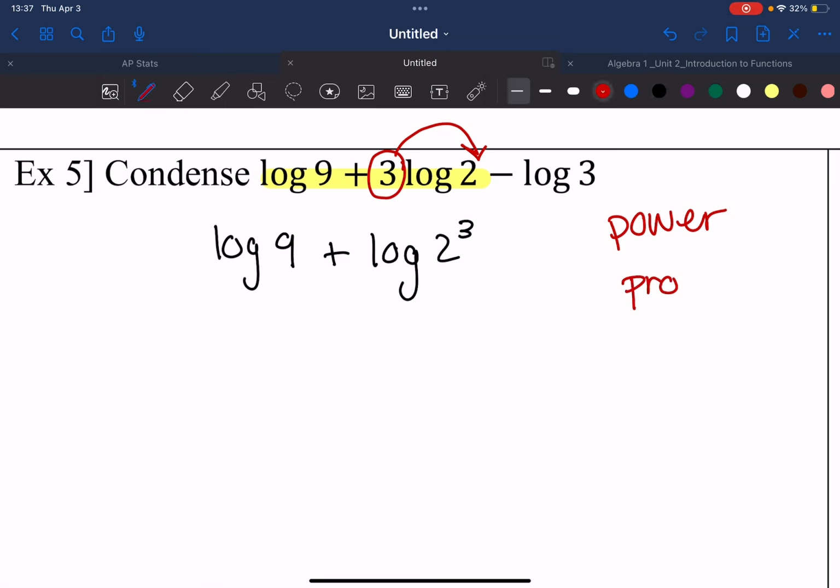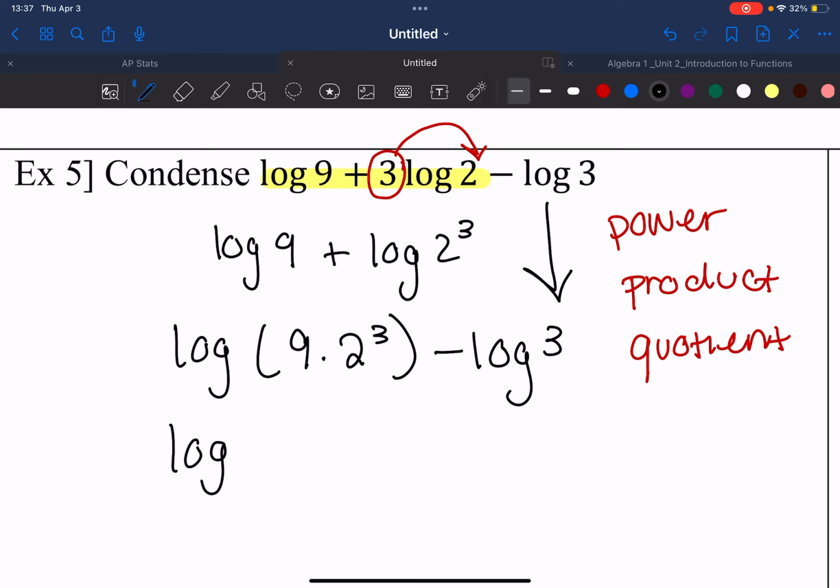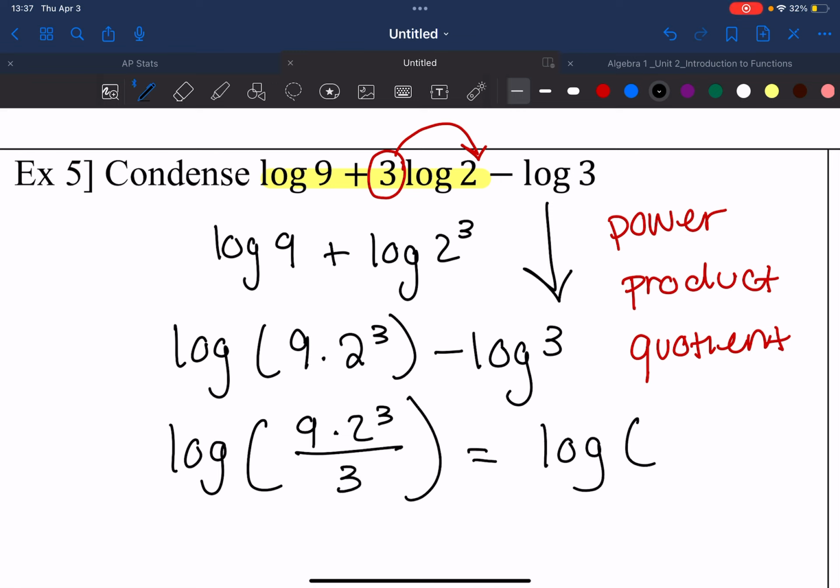Now I can use the product property and combine them into multiplication. So log of 9 times 2 cubed. And then I just bring down the minus log 3. Well, now that I have a subtraction here, I'm going to use the quotient property and turn this into division. So this is log of 9 times 2 cubed divided by 3. And if I put this into the calculator, I get log of 24 because 9 times 2 cubed is 72. 72 divided by 3 is 24. And that's my answer.